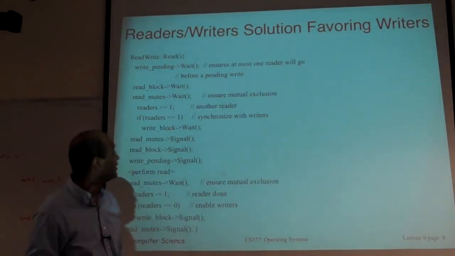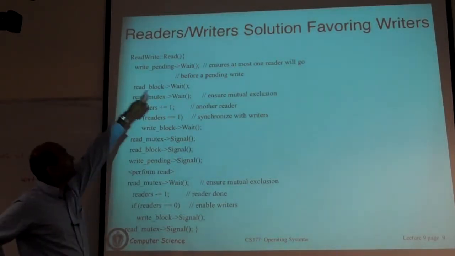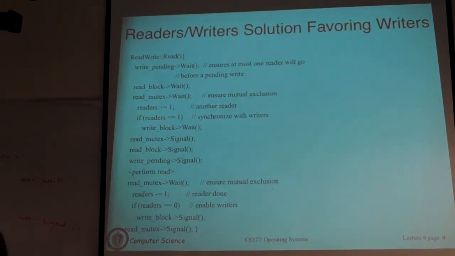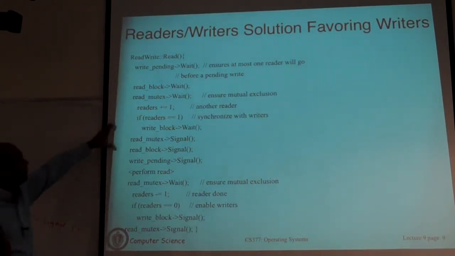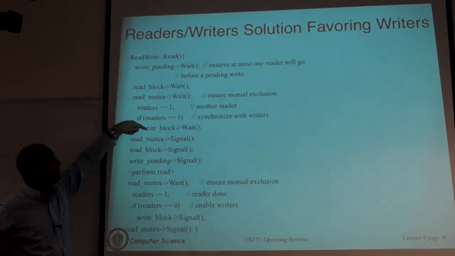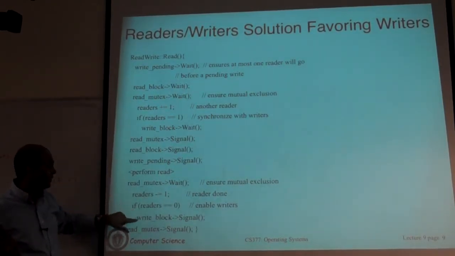So here is what a reader does. The first statement is what makes all the difference. It says that if there's at least one pending writer, then I'm going to block. So this is how you actually block all the readers. And then here you're going to do the same kind of stuff. Increment the number of readers. For the first reader, you synchronize with the writers. Then you do the read, you decrement, and you unblock the writer.